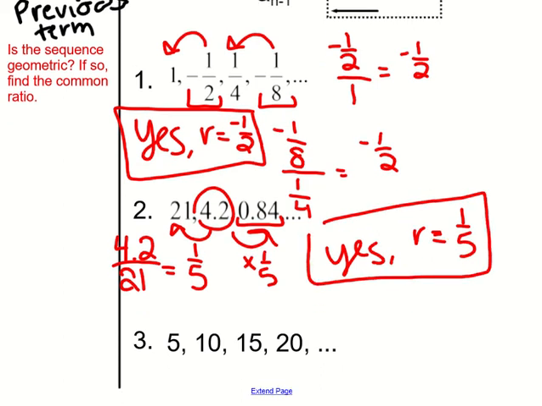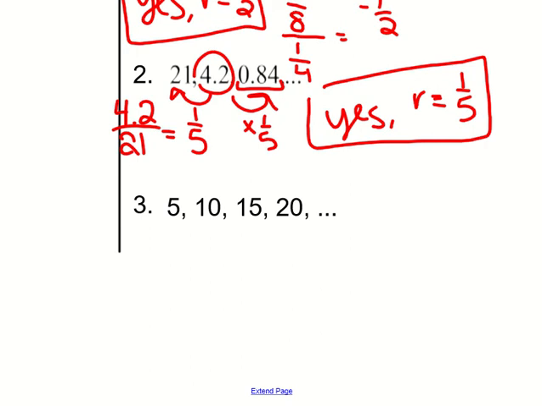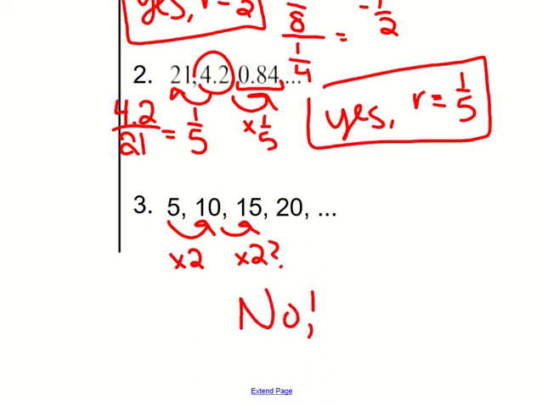Now, our last example, we have 5, 10, 15, and 20. In order to have a common ratio, that means what we multiply by is the same. From 5 to 10, we're multiplying by 2. From 10 to 15, are we multiplying by 2 there? No. So this is not a geometric sequence.